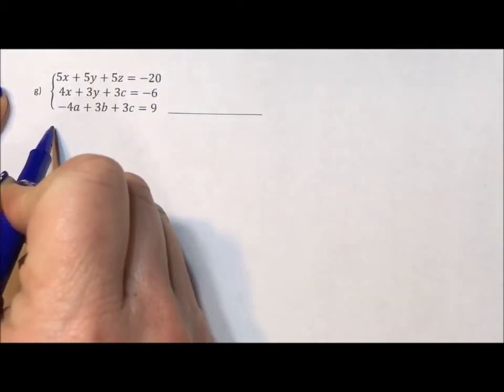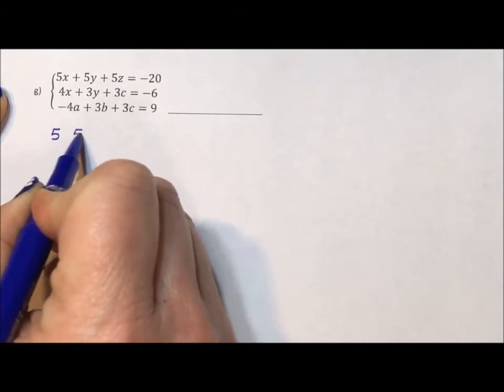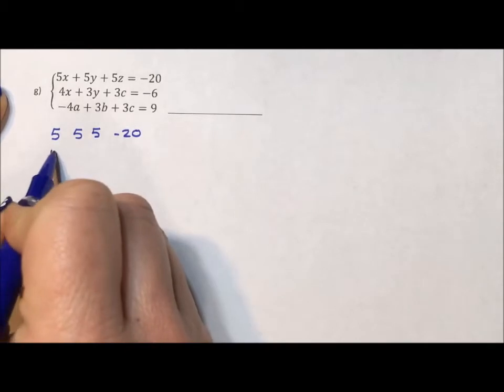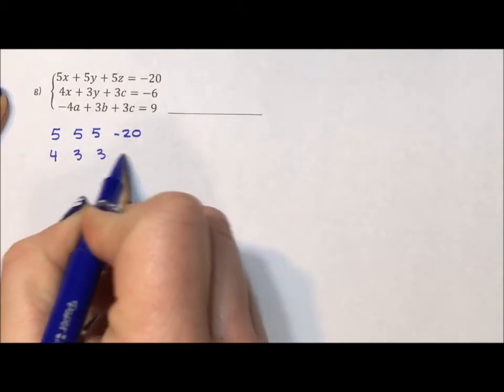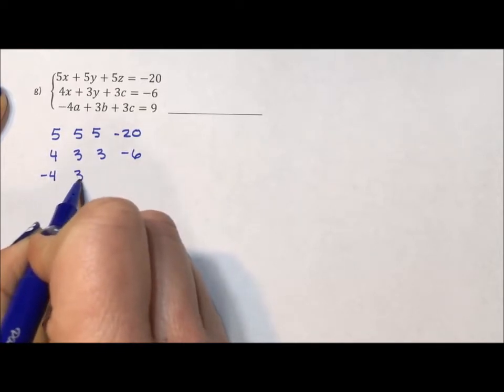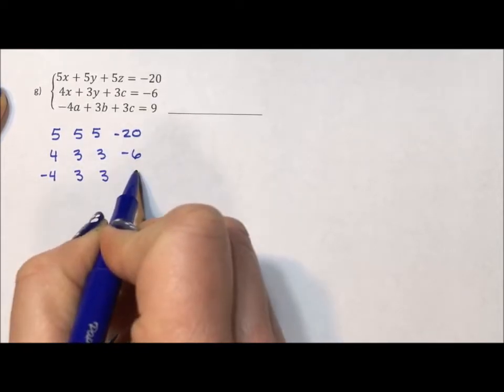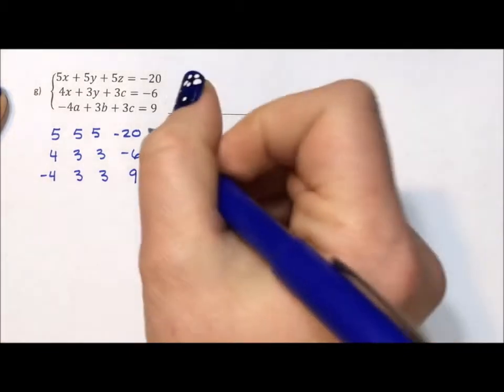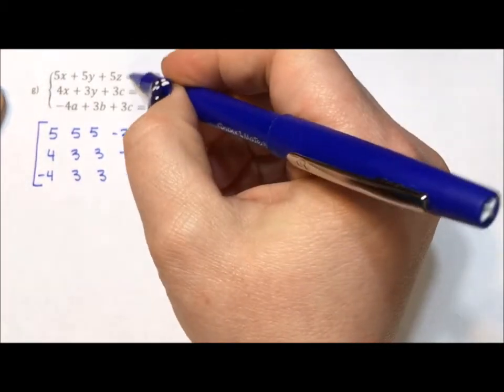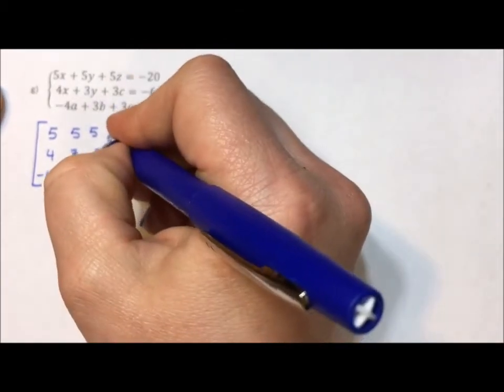My first line has a 5, 5, 5, negative 20. My second line has a 4, 3, 3, negative 6. Then I have a negative 4, a 3, a 3, and a 9. To make this a matrix, I need to put brackets around my numbers, and to make it augmented, I need to replace my equal sign with a line.